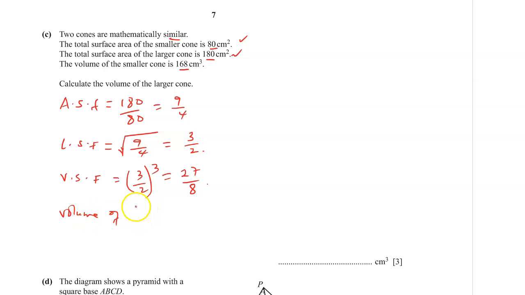Therefore, our volume of the larger cone is equal to 27/8 times the volume of the smaller cone, which is 168. This should give us 567 centimeters cubed. So 567.